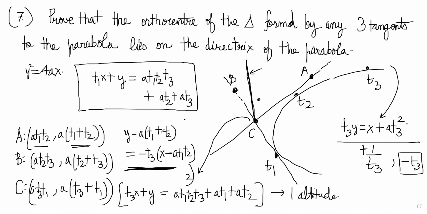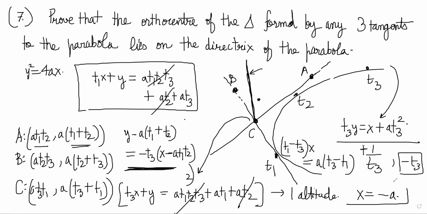And now I have to get the point of intersection of these two. In order to do that, we subtract the equations and we get (t1 minus t3)x is equal to, this term gets cancelled, at2 gets cancelled, and you are getting a(t3 minus t1). And clearly from here, you can see x is equal to minus a is the point of intersection. So if x is equal to minus a is the point of intersection, that means that is our orthocenter, and therefore you can easily see that it lies on the directrix of the parabola.